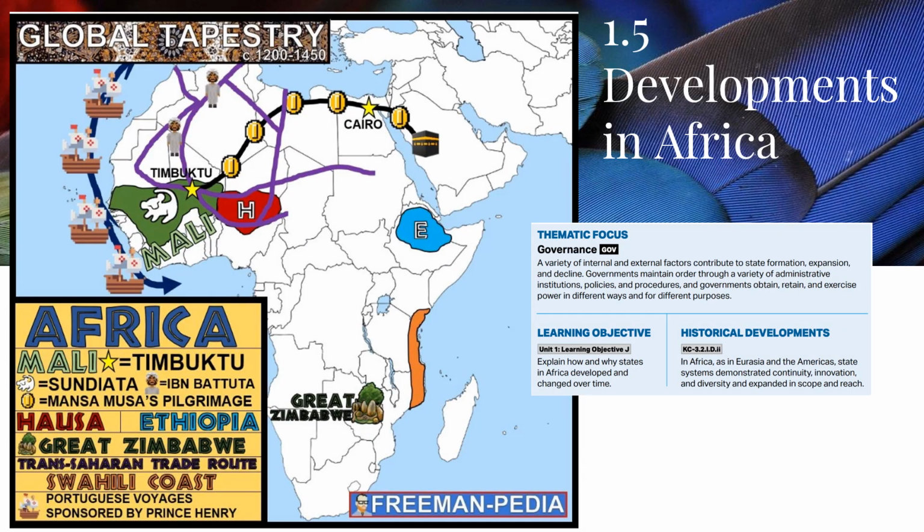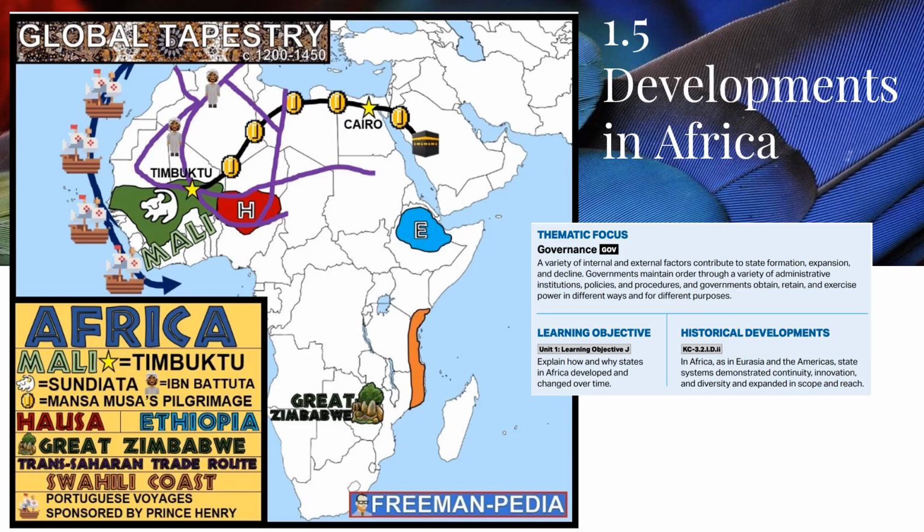1.5 is developments in Africa. For this one, again, we see the theme of governance. Explain how and why states in Africa developed and changed over time, obviously CCOT. And for historical developments in Africa, as in Eurasia and the Americas, state systems demonstrated continuity, innovation, and diversity, and expanded in scope and reach. So again, you're going to see continuity and change over time based off of different characteristics of the way that they governed their people.